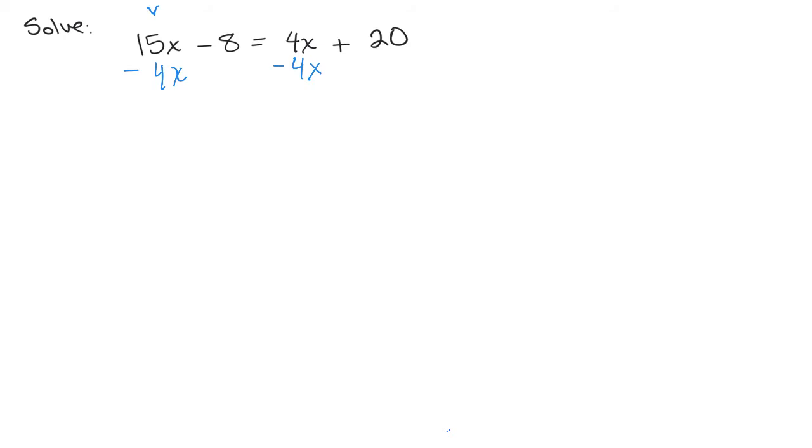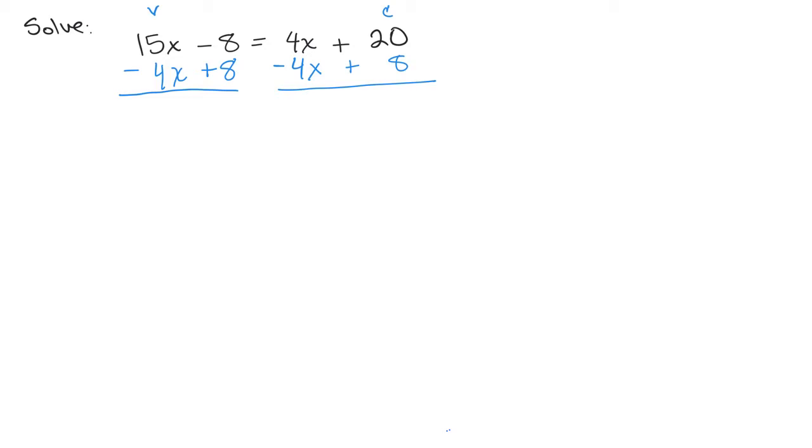Okay, now similarly, I have this constant of 20 on the right-hand side. So I want to keep the constant on the right-hand side, so we don't want this minus 8 on the left, so I'm going to add 8 to both sides. So what I'm doing is I'm adding a negative 4x plus 8 to both sides of the equation.